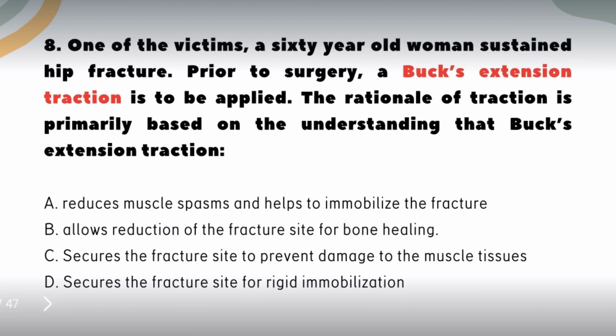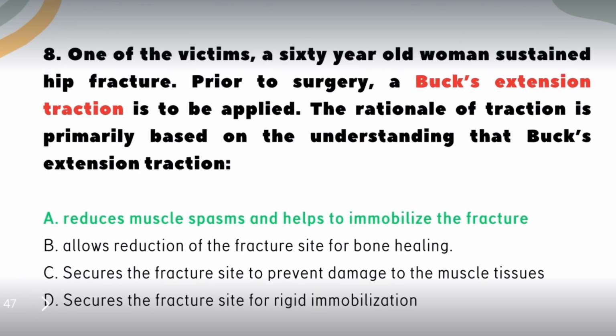One of the victims, a 60-year-old woman, sustained a hip fracture. Prior to surgery, a box extension traction is to be applied. The rationale of traction is primarily based on the understanding that box extension traction is, ano daw yung function ng box extension traction? The correct answer is A. It reduces muscle spasms and helps immobilize the fracture para hindi magalaw-galaw.